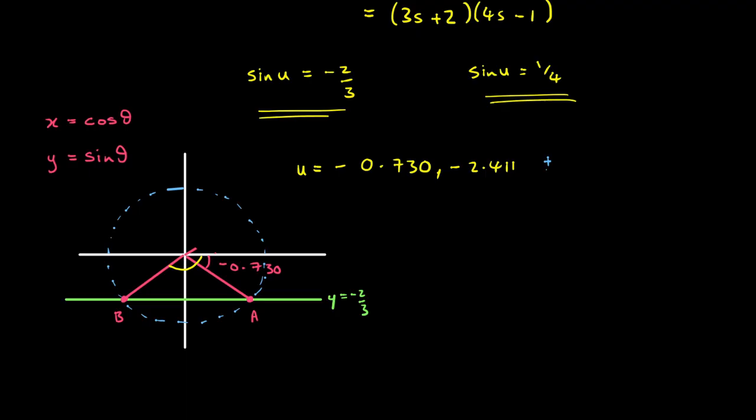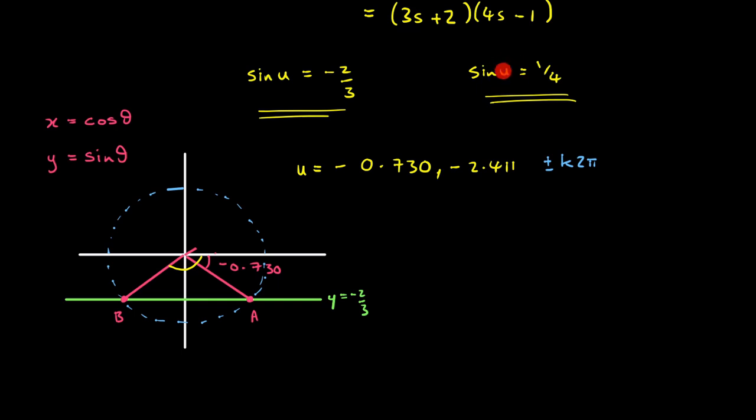And I can add or subtract multiples of 2 pi to them, and I would still get a valid solution. Okay, well, what about this one here? We've got sine u is equal to a quarter. So what does that mean?